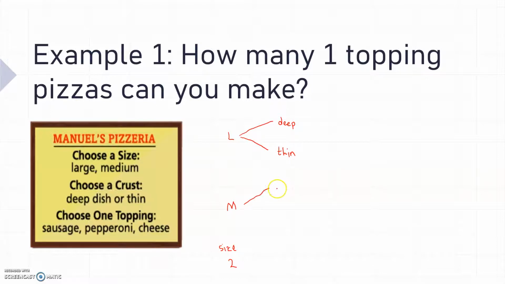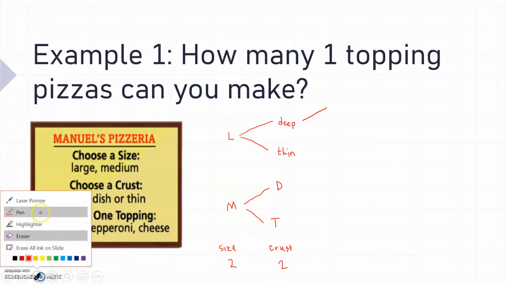We can choose deep or thin. And if we chose a large, we can choose either deep or thin. And if we chose a medium, we could choose either deep or thin for that pizza. So the crust has 2 different options as well. And then once we've chosen the size and the crust, we have to choose the topping. There are 3 choices for toppings. There's sausage, pepperoni, and cheese.